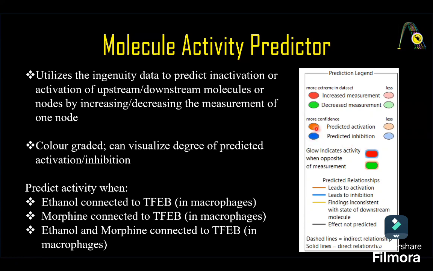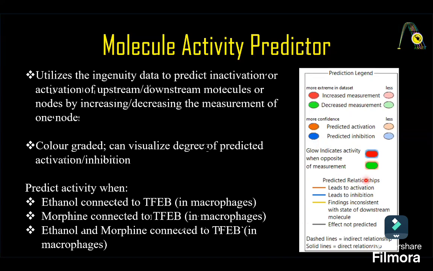And basically, how dark or light the shade of orange or blue is denotes the level of confidence in the predicted activation or inhibition, based off of the publication data that's available, right? So based off that publication data, it tells you whether this is a strong predicted activation or a weak predicted activation. So orange is predicted activation, and blue is predicted inhibition of specific nodes or molecules, right?